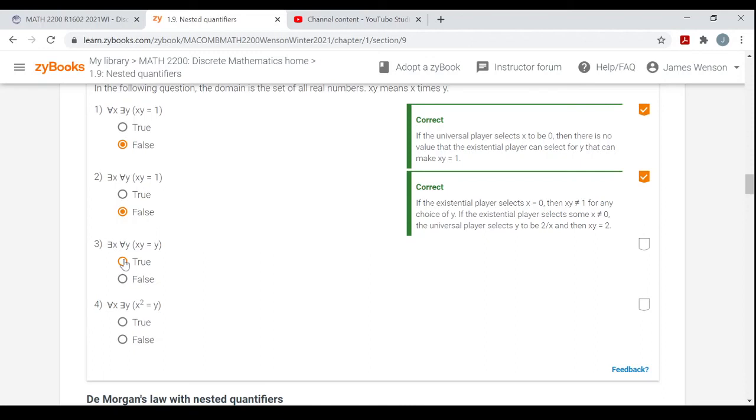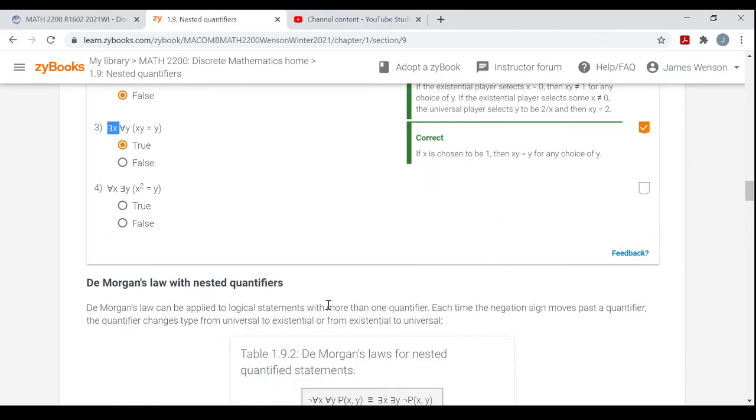So all you need, again, it starts off with a there exists. So this is an existential statement. I only need to find one example. If it starts off with a for every, then I have to show it's true for every. That's a universal statement. Here it starts off with a there exists, so I only need to find one. X equals 1. If x is 1, then you've got 1 times y equals y, and that's true for all y.